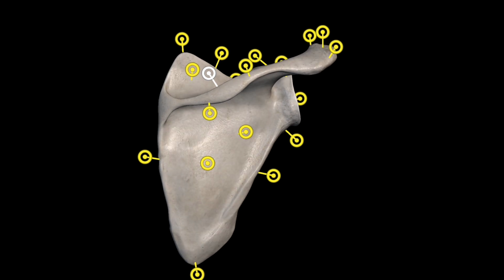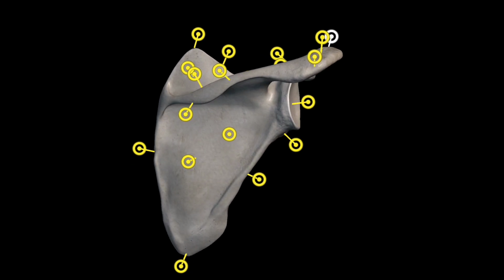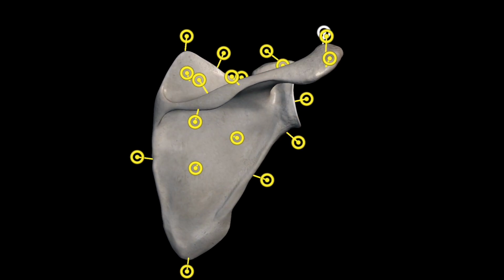On the posterior side you can see this is the acromion, and this is actually the acromial process. I will explain which processes are present in the scapula. Just see the posterior view. You can see this is the acromion, this is the acromial angle. Now here you can see the borders. Three borders, three angles. I will explain. This is the inferior angle, this is the superior angle, and here the middle angle is present.